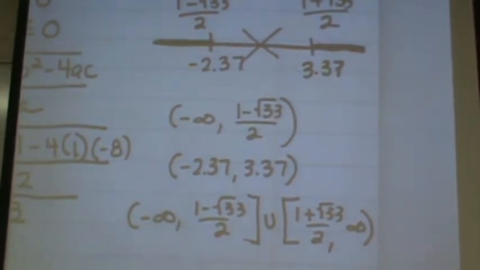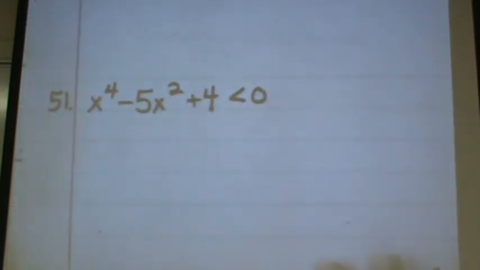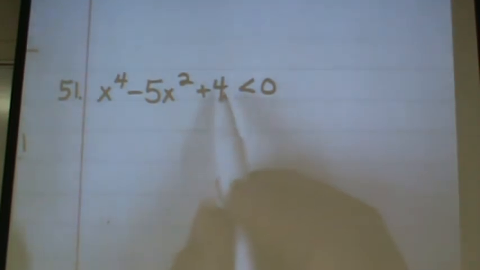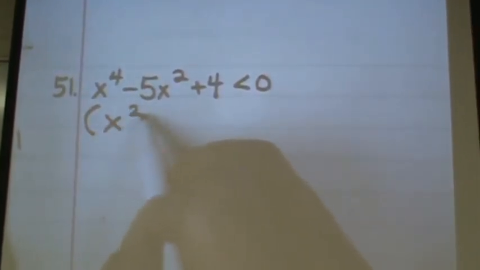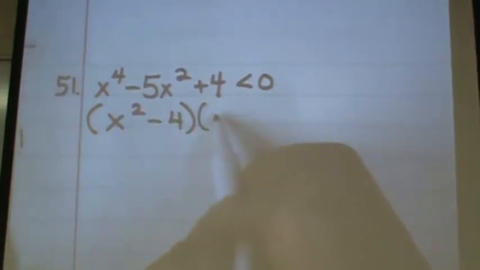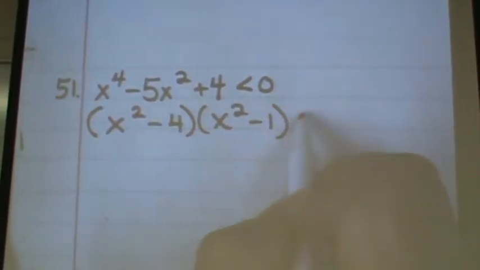And we're going to skip 49 and we can do 51. 51 is x to the 4th minus 5x squared plus 4 is less than 0. Now this one, we're going to see what factors to be a 4, but adds to be a negative 5. So we have x squared minus 4 and x squared minus 1.